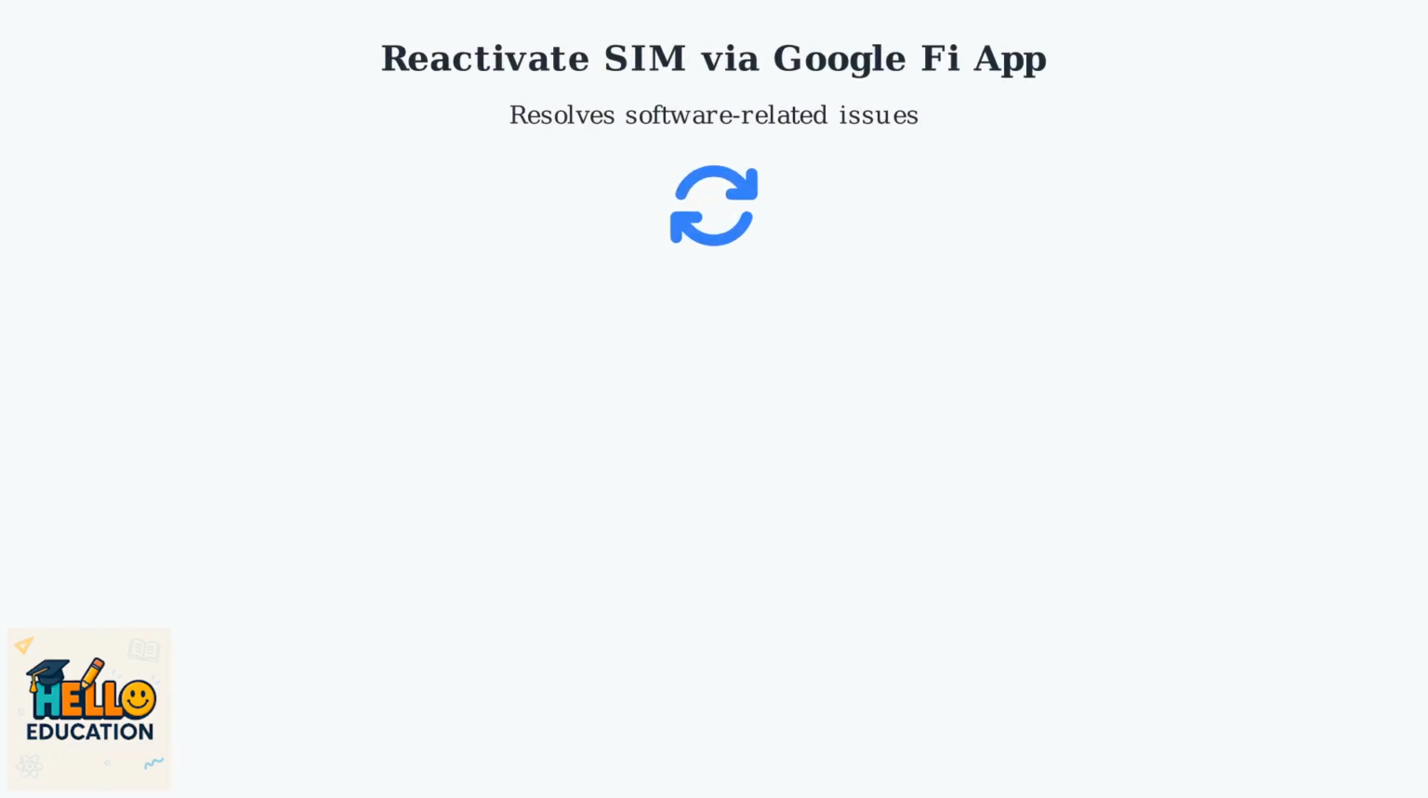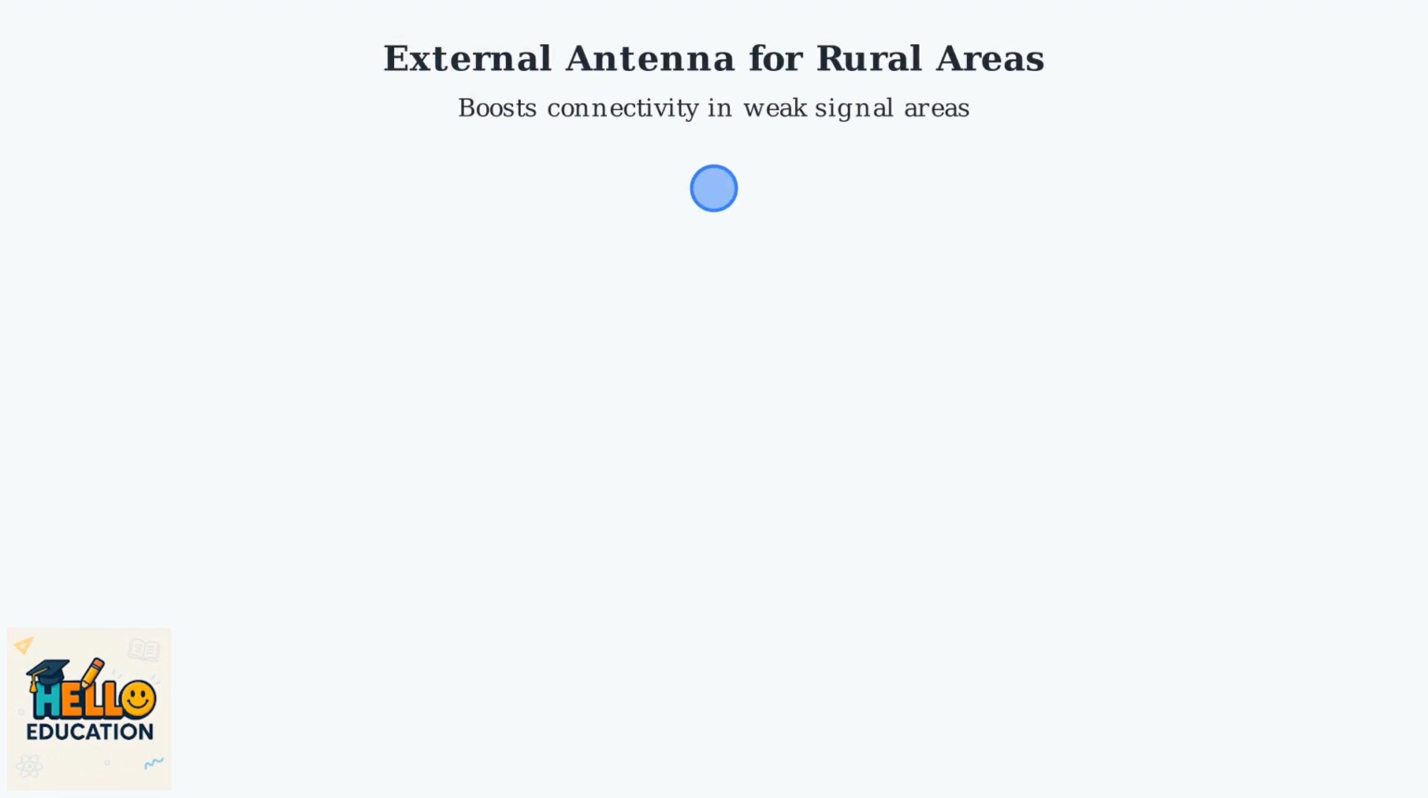If basic troubleshooting doesn't work, try reactivating your SIM via the Google Fi app. This often resolves software-related issues. For users in rural areas with weak signals, consider using an external antenna to boost connectivity.